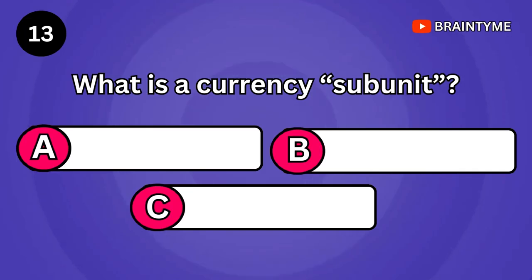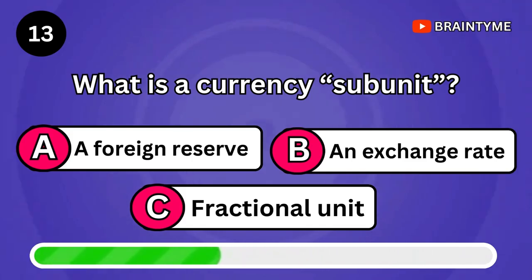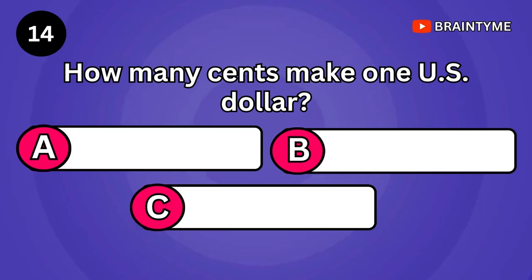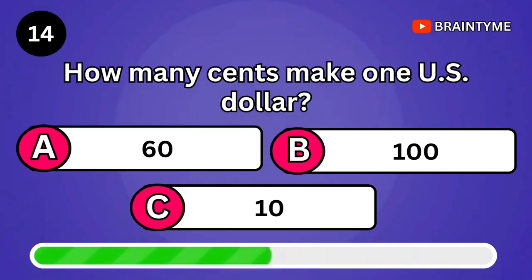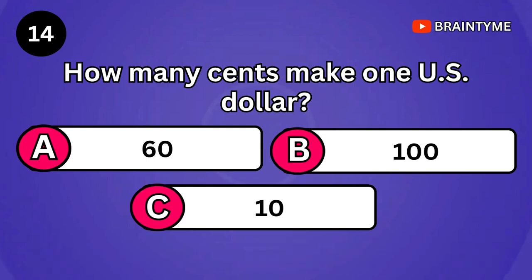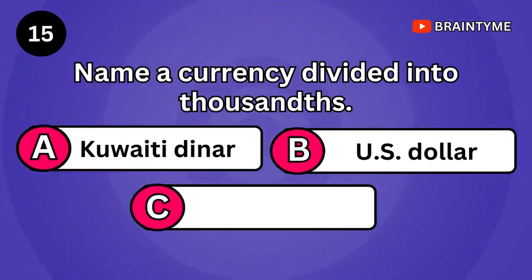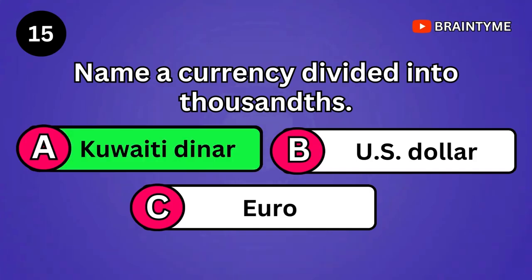What is a currency subunit? A fractional unit like cents that divides the main unit. How many cents make 1 US dollar? 100 cents. Name a currency divided into thousandths rather than hundredths. Kuwaiti dinar, 1,000 fils.